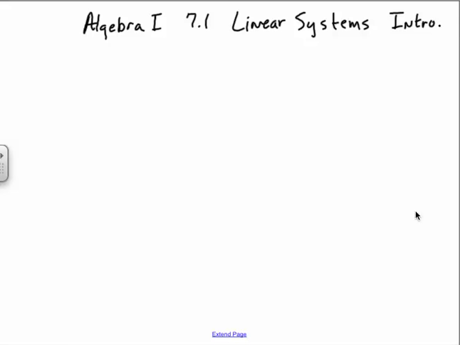Okay, guys. Today we are talking about linear systems. Now, we've had linear equations. That's equations with two variables, and those variables are raised just to the first power. So something like this: y equals 2x plus 1. That's a linear equation. Or we could even do it in standard form.